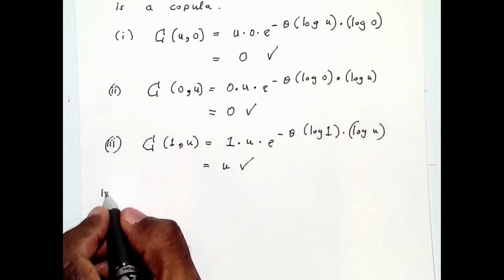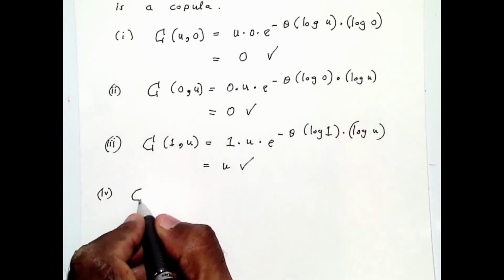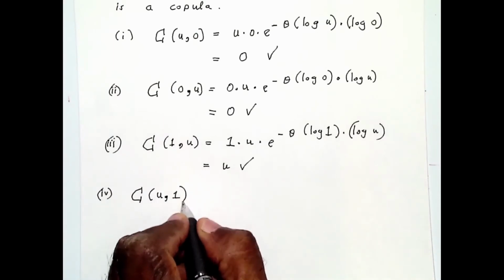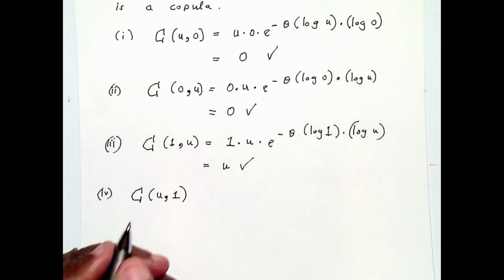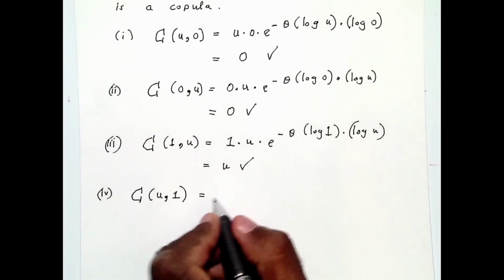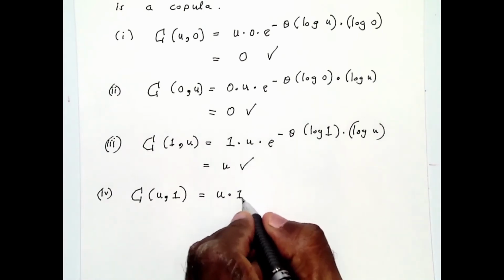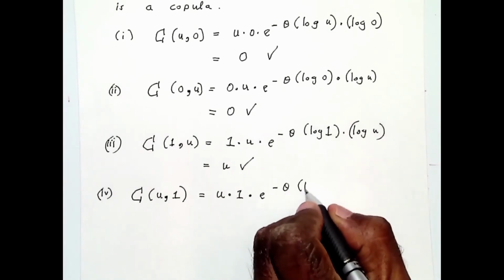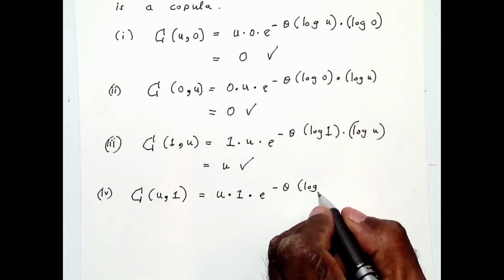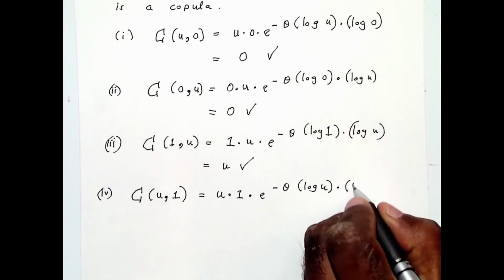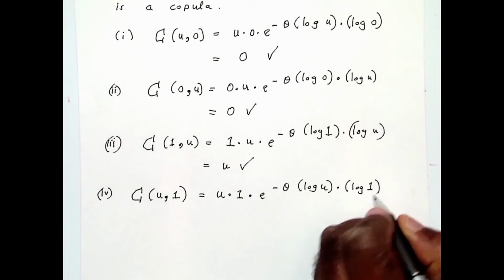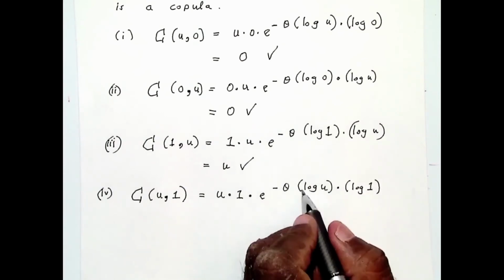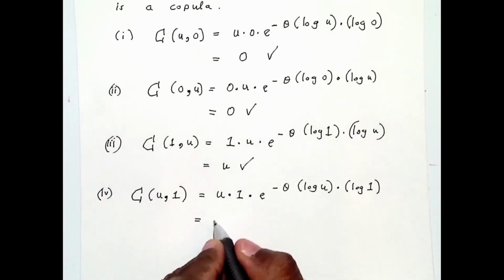Condition 4 is u comma 1, which is going to be u times 1 times... again log of 1 is 0, so everything here is 0, e of 0 is 1, so this becomes equal to u.